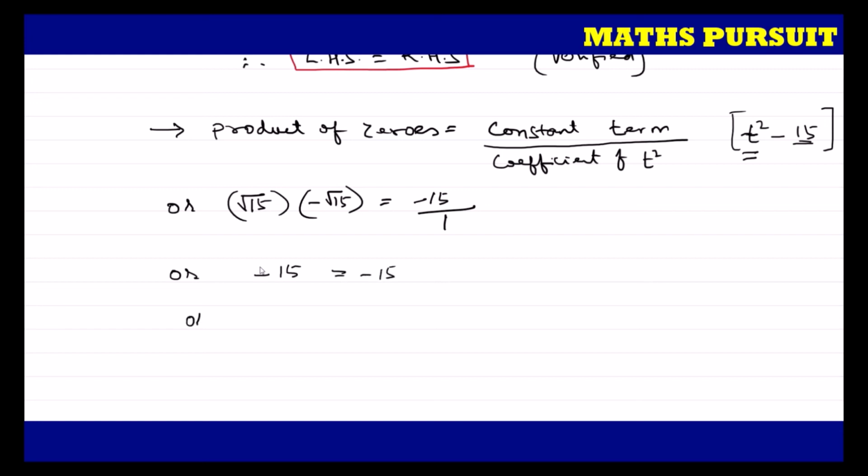Or I can say left hand side is equal to right hand side, because left hand side we got minus 15, right hand side we also got minus 15. So for that reason we are saying left hand side is equal to right hand side. So hence this is verified, and we can highlight our answer, left hand side is equal to right hand side, and we can conclude.